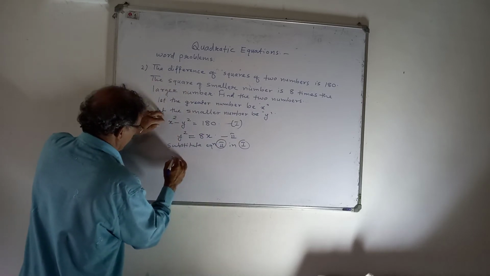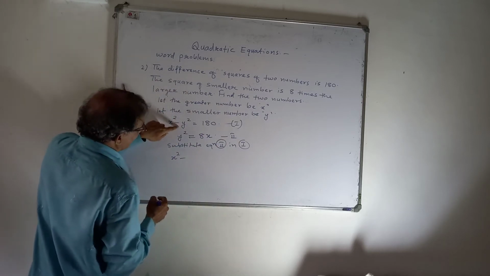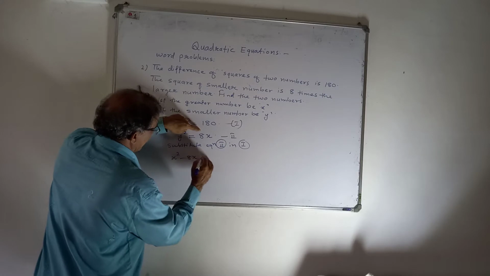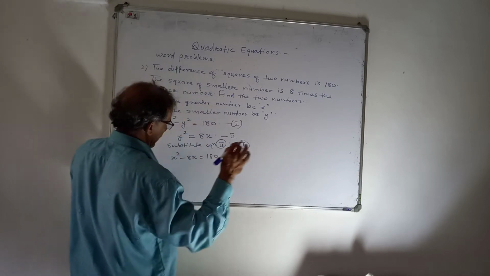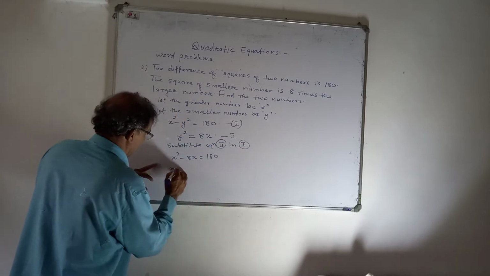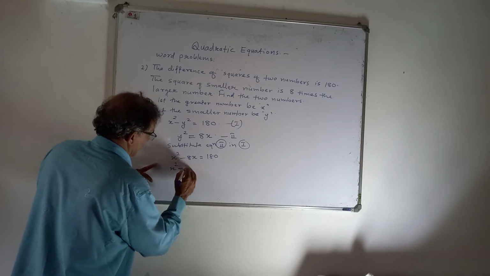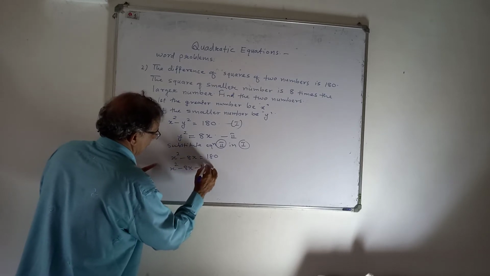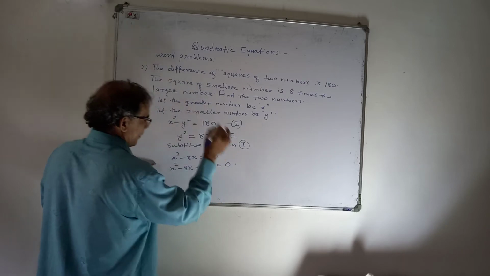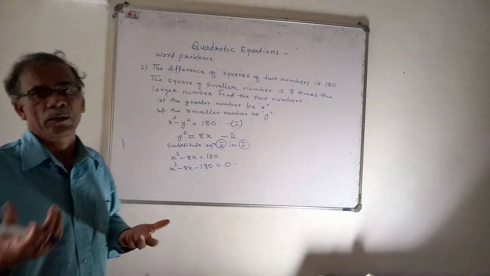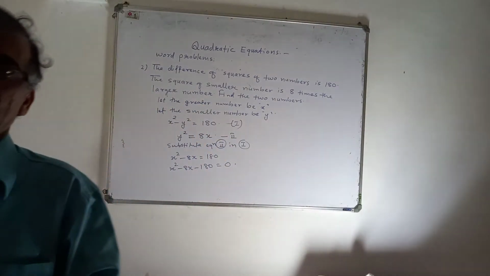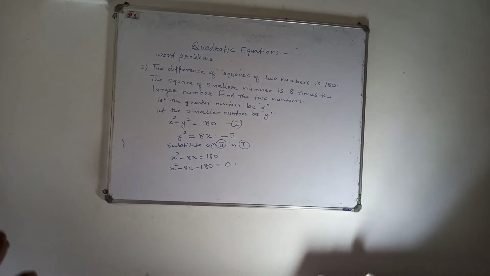What will we get? x square minus y square. y square means what? 8x is equal to 180. And now we can convert it into a quadratic. x square minus 8x minus 180 equals 0, the standard form of a quadratic equation. Now we have to solve this to get the value of x.